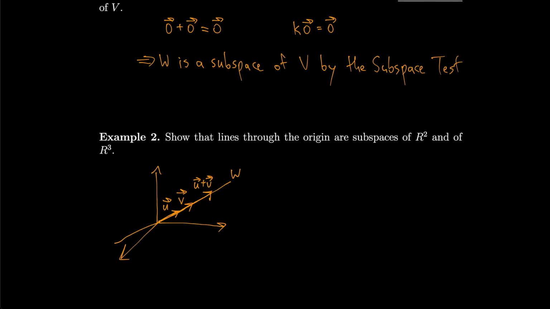So we just have to check for scalar multiples. I'll draw R3 again, and I'll draw W again. Notice this will be true for the same reason. I'll just take some arbitrary vector U and scalar multiply it by some scalar K. That'll either be in this direction or the other direction, doesn't really matter. Either way, it'll still be on W. So W is closed under scalar multiplication and addition, so W is a subspace.